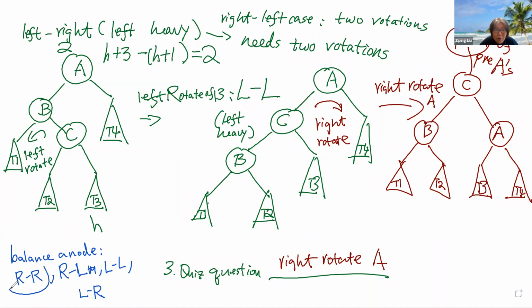And just remember, for right or left, just one rotation. For right-left or left-right, it involves 2 rotations. The first rotation is you bring it either to right or left, and then you can do another rotation. Then it will be balanced. Okay, so this is the general idea about the techniques to balance a node.